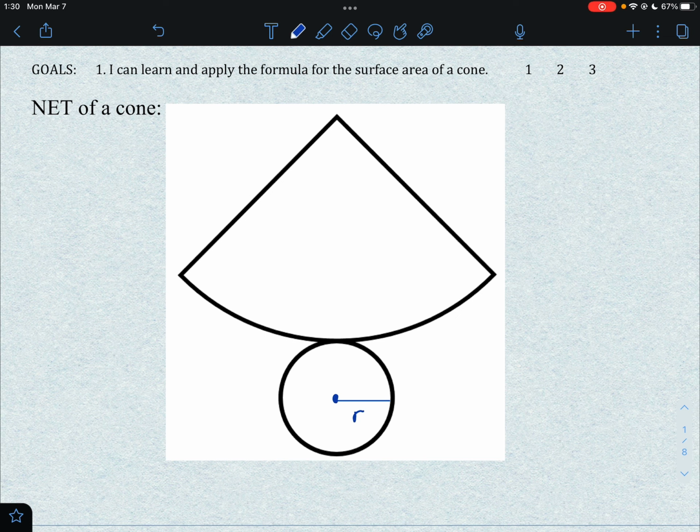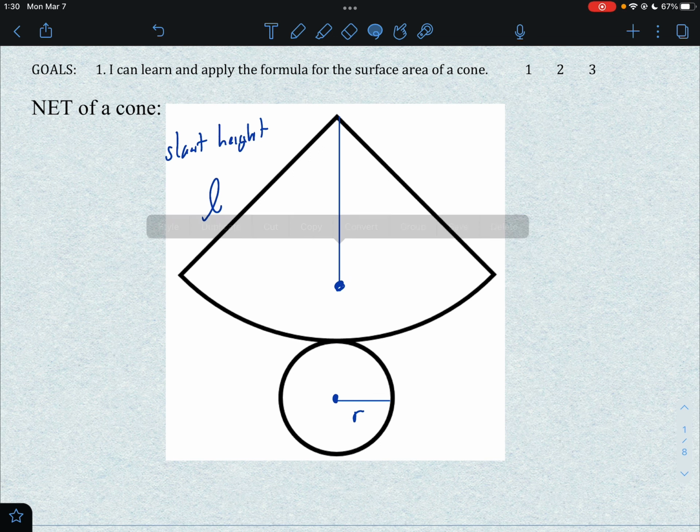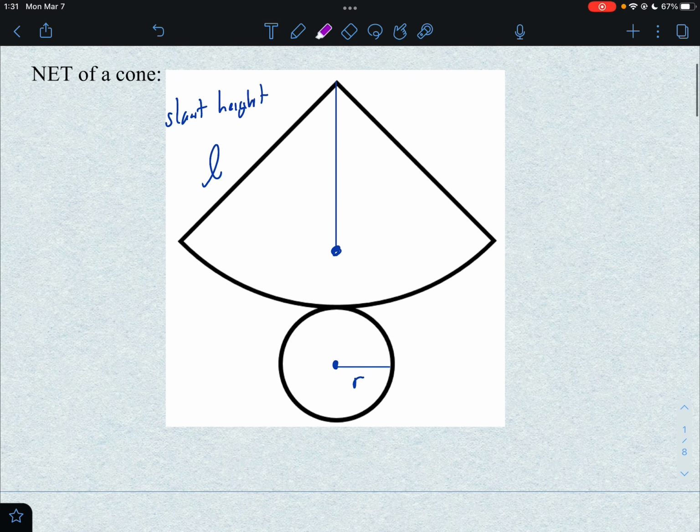Then it has what's called a slant height. This would be called the slant height. We use a cursive L for that. And then there's the actual height, which would be straight from the middle of the cone straight up. That's close there. Try that again. There we go. All right, and that is going to be just our actual height, h.